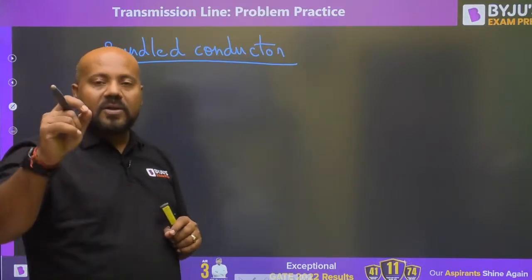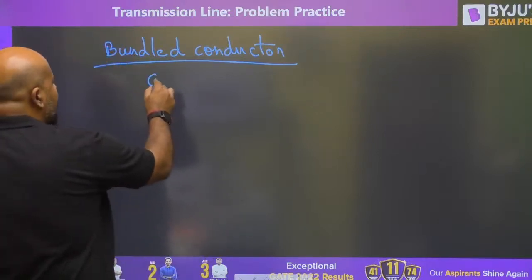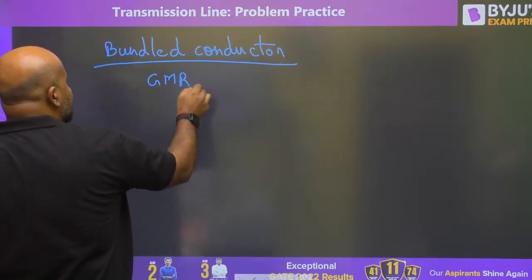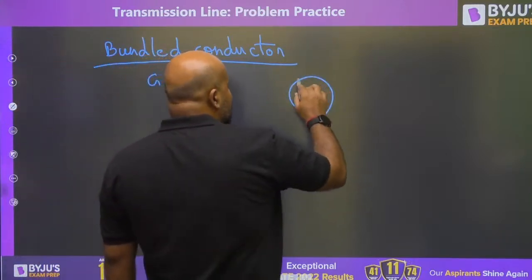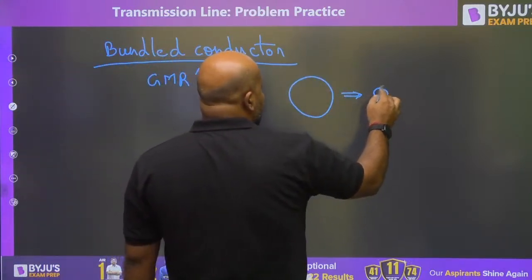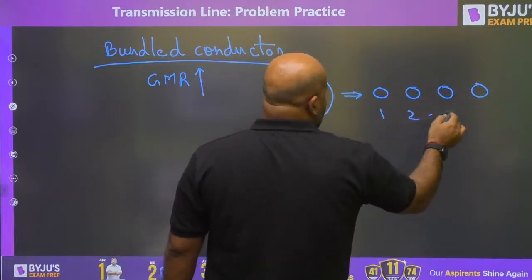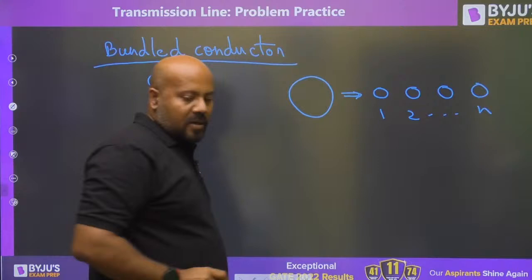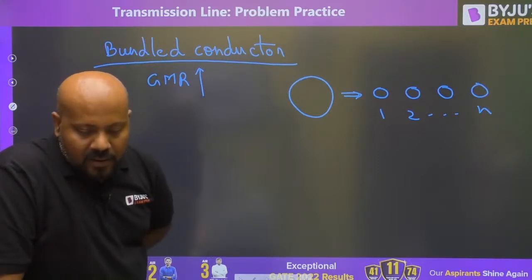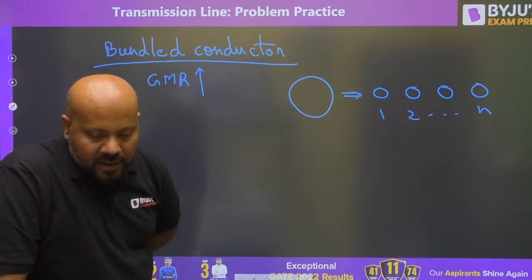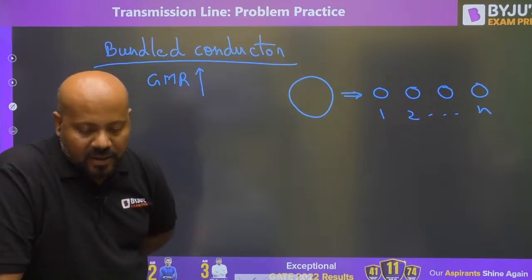So the first thing which should come to your mind when you talk about the bundled conductor is that GMR is increased. How is GMR increased? One single solid conductor is broken into smaller conductors, and they are given some spacing, 1, 2 up to n. This is how we have bundled conductors. Yes, Ashish, perfectly right. GMR is increased.